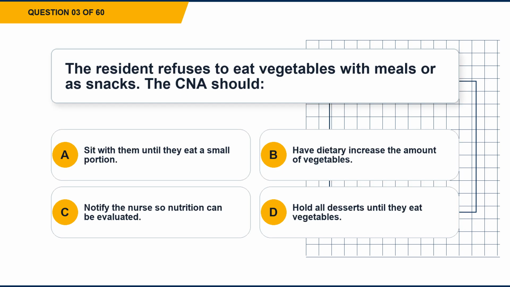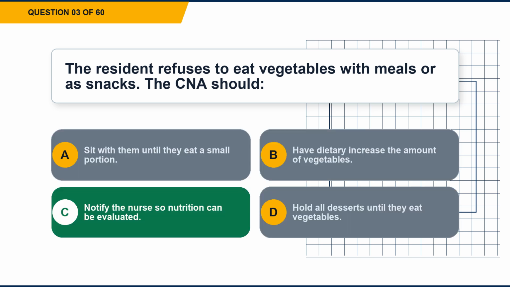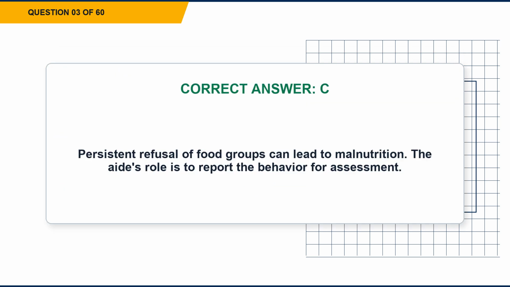Question 3. The resident refuses to eat vegetables with meals or as snacks. The CNA should. Option A. Sit with them until they eat a small portion. Option B. Have dietary increase the amount of vegetables. Option C. Notify the nurse so nutrition can be evaluated. Option D. Hold all desserts until they eat vegetables. The correct answer is option C. Notify the nurse so nutrition can be evaluated. Explanation. Persistent refusal of food groups can lead to malnutrition. The aide's role is to report the behavior for assessment.